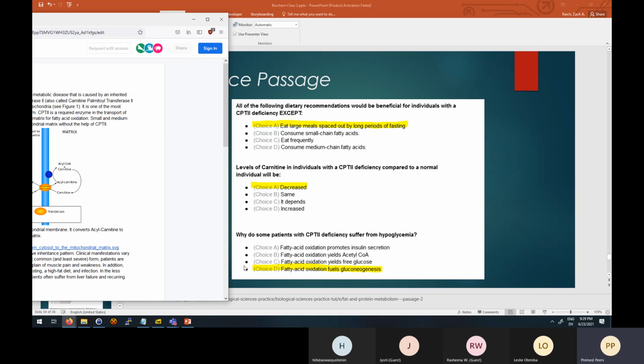Do you want to go? Sorry, you want to say something? Oh yeah, this is Rashina. So I was going to say that first you need to know what hyperglycemia is. It's when your blood glucose level is low, so just low glucose in the blood.